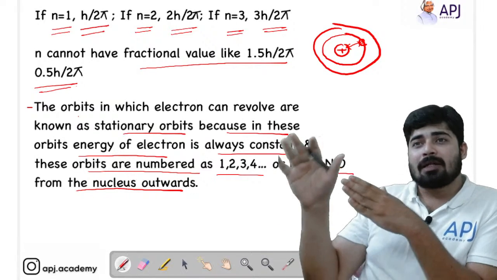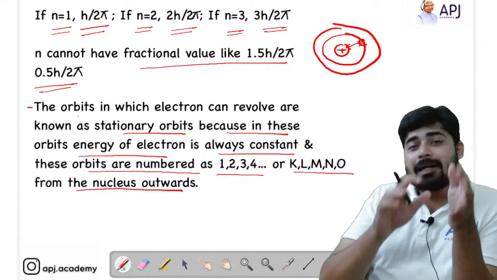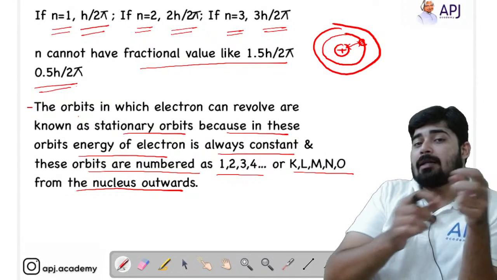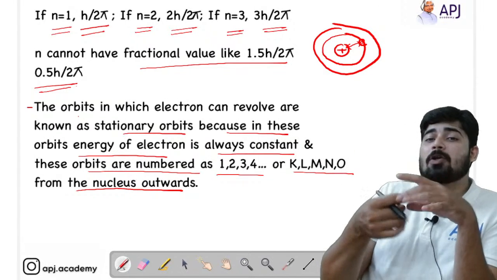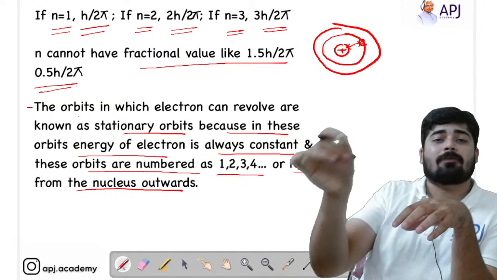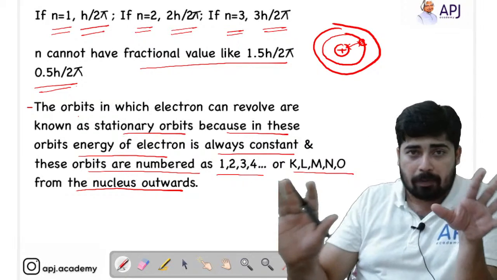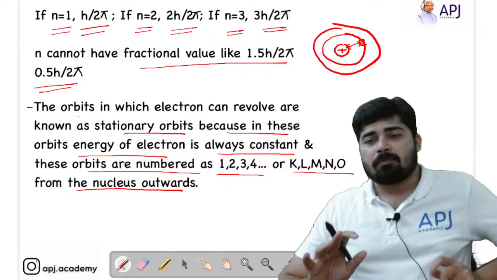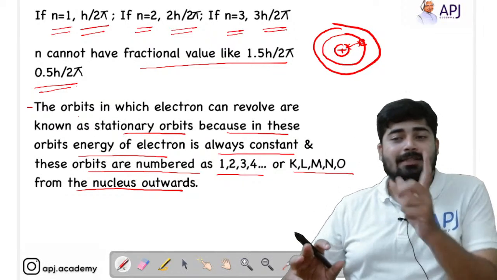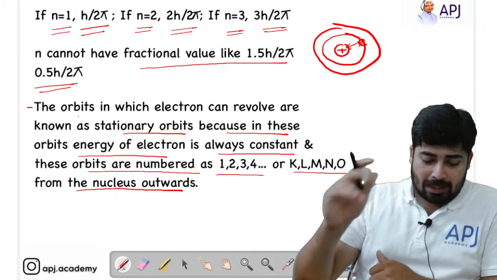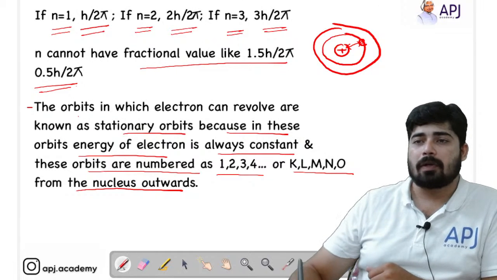So the atom remains stable, and the condition which I explained before, that there will be a point where the electron loses all its energy and falls into the nucleus, that never happened. So this is where Bohr has explained the stability of the atom. Hope that is clear, students. This is a very important point.